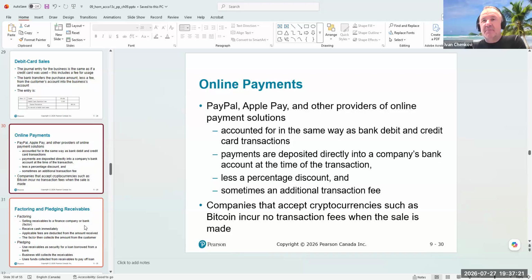Now, the companies that accept cryptocurrencies such as Bitcoin are going to have no transaction fee when the sale is made.